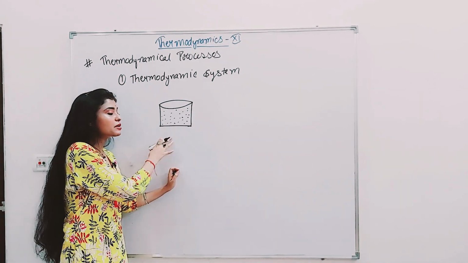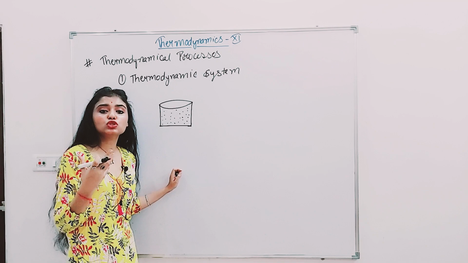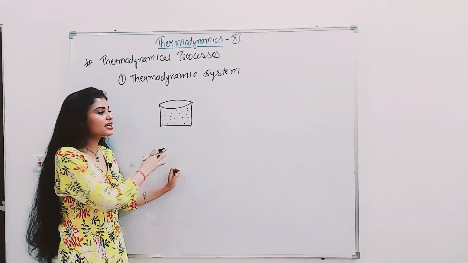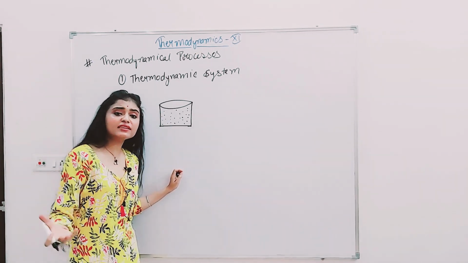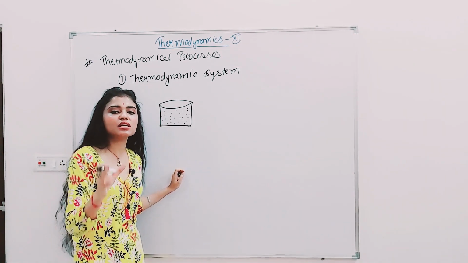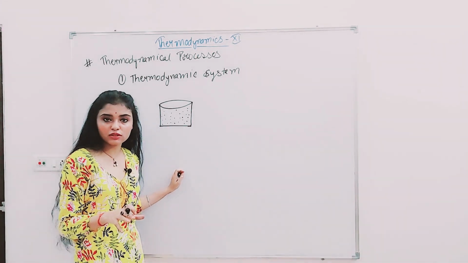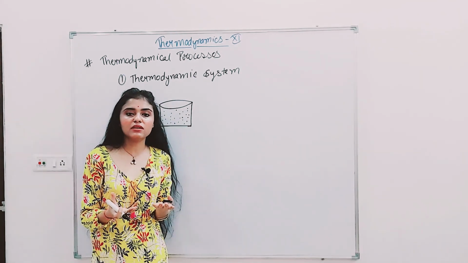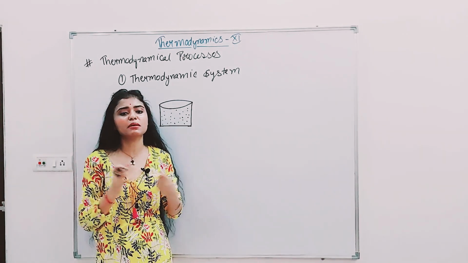But in order to define this thermodynamical system, we need to talk about certain parameters. We need to have some kind of information beforehand. Now, what kind of information? For example, if I ask you to tell me about your friend, let's say your friend's name is Neha.